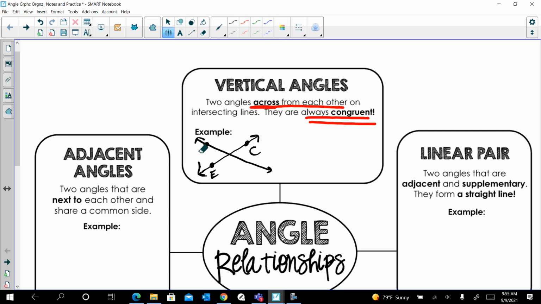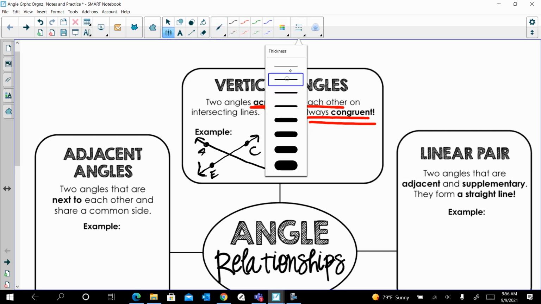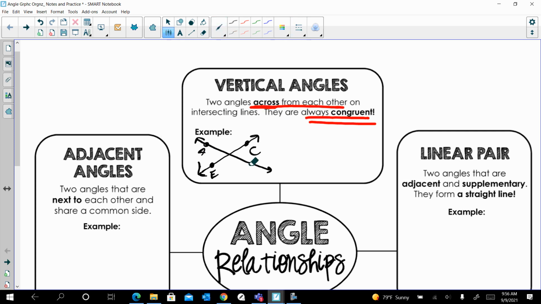line AD, excuse me. I don't know why it's doing that. Let me see if I can fix that. There, no.